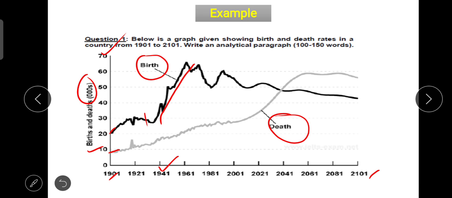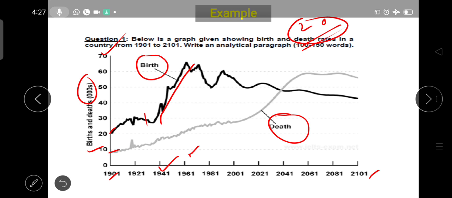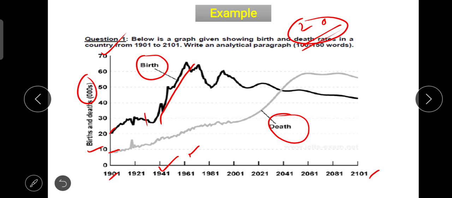And when it hits the high, it hits the high point in 1961. So obviously the birth rate is very exponential during the 20 years starting from 1941 to 1961. This is the data. During these 20 years, birth rate is the highest. It hits the high.